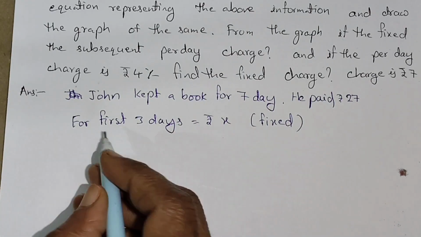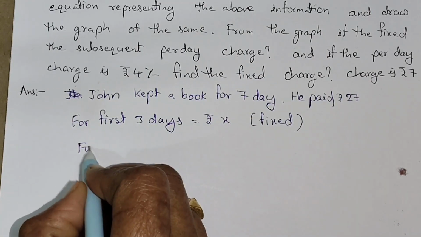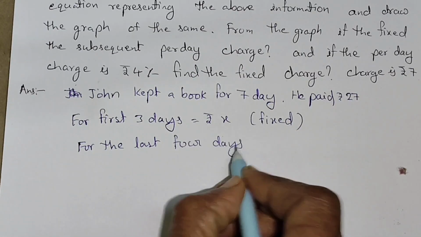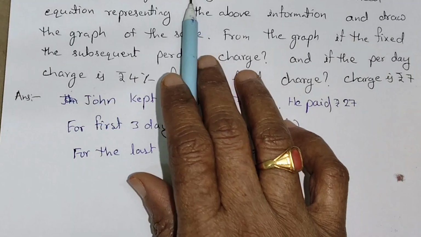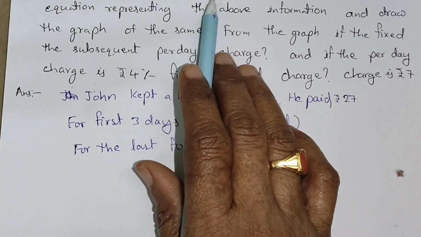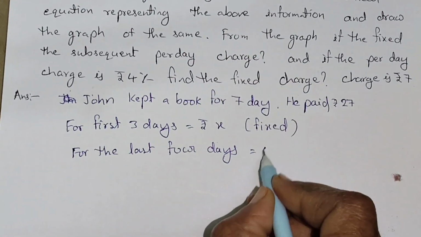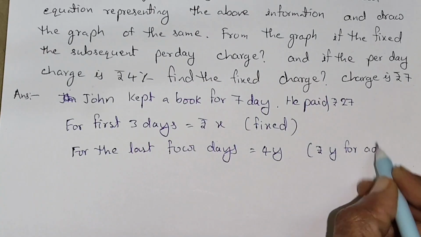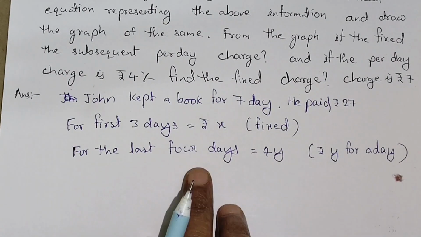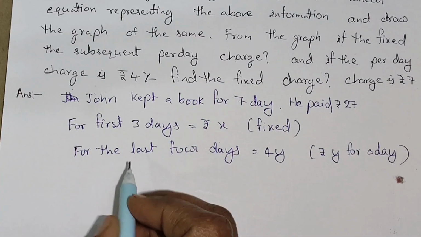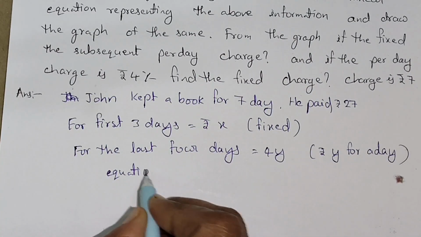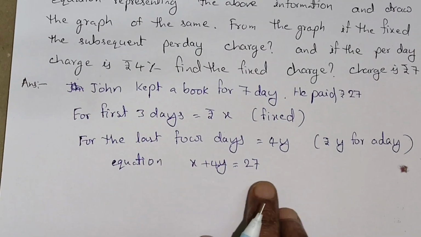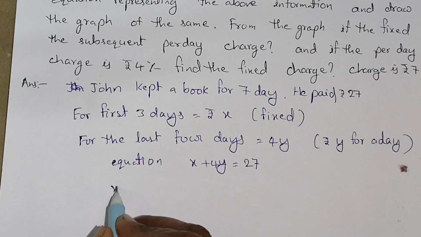Next, for the remaining 4 days, each day is y rupees. One day is y rupees, so 4 days is 4y. So the equation is x plus 4y equal to the total amount, 27 rupees.